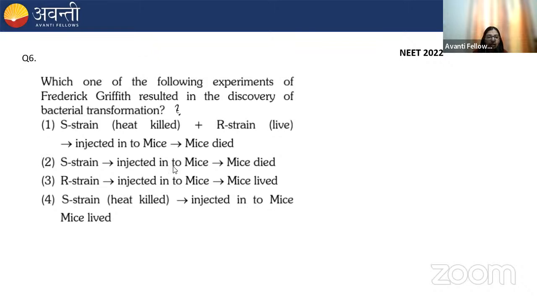Very good, Logesh. That is number 1. Because when he injected the S strain heat killed and the live R strain into the mice, he observed that the mice die because of the transformation, because of the transforming principle, that something is transferred from this heat killed S strain that has converted this R strain, which is non-virulent, into virulent, and it causes the death of the mice. Very good, Shishni.